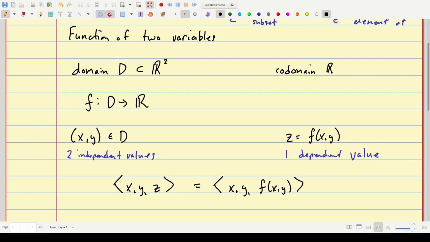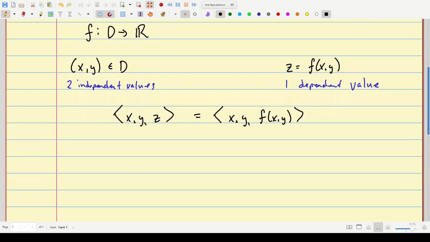Okay? And so the reason, of course, that we are careful about talking about this is because this gives us a different type of geometric object than what we were working with in chapter 13. In chapter 13, we had one independent variable and three dependent variables. What that gave us was a curve in space that was parameterized by a single value. Here we have something different.